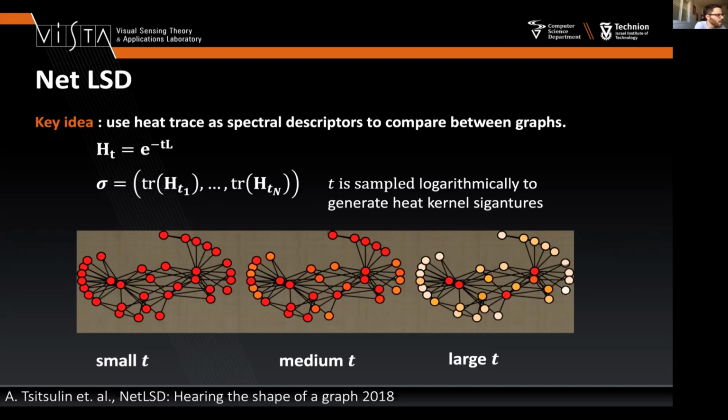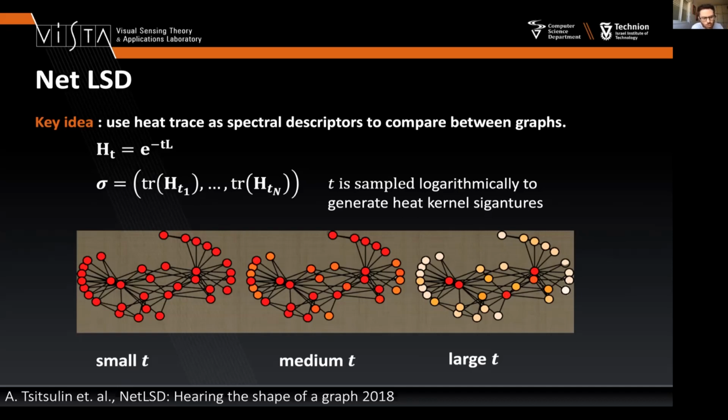So I can do it for multiple scales. If I take multiple values of t, sampled logarithmically, then I compute this heat kernel and take the trace. For the entire graph, I construct such a descriptor that is composed of a series of scalars. Each of these scalars is the trace of the heat operator for a specific duration of heat propagation. And this is a one-dimensional representation of this graph.